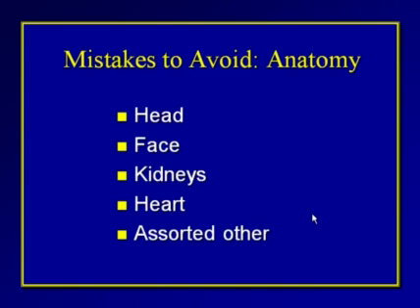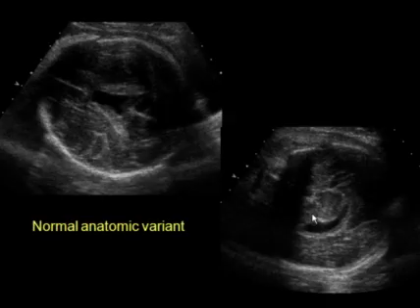Moving into the second portion of the talk, discussing fetal anatomy, we're going to start with looking at mistakes to avoid when imaging the fetal head. One thing that it's important to avoid is describing normal anatomic variants as pathology. And here I'm showing you an example of the cavum vergae. The cavum vergae is a posterior extension of the cavum septum pellucidum.